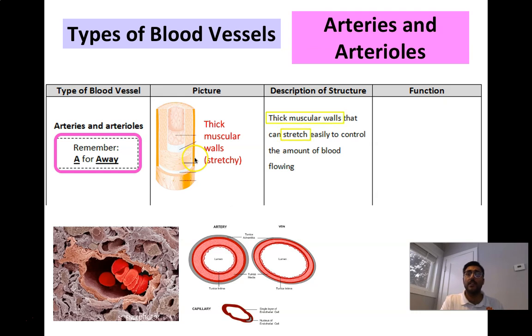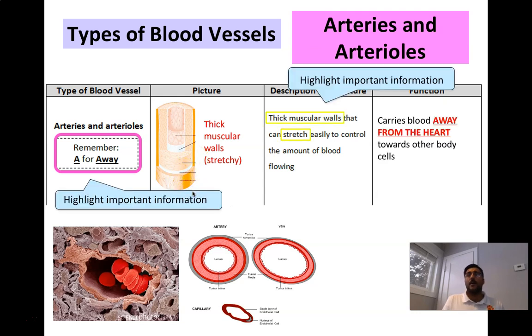So the function of arteries and arterioles is obviously to carry blood away from the heart and deliver it to the tissues and organs. I just want you to remember then that these are thick muscular walls and that they stretch. So the big takeaway, arteries and arterioles are thick, they're muscular, they stretch easily to handle the high blood pressure, and they move blood away from the heart.